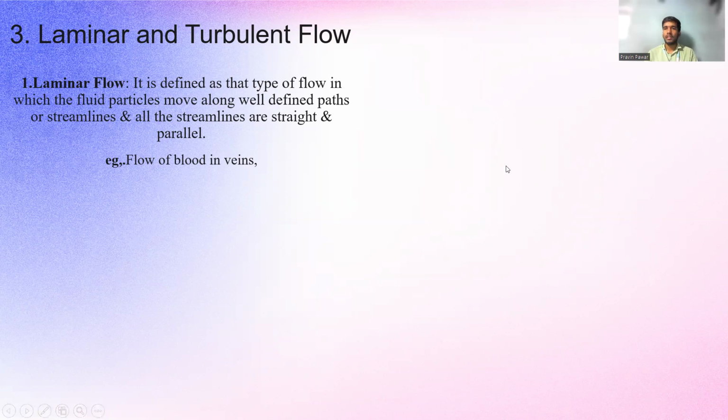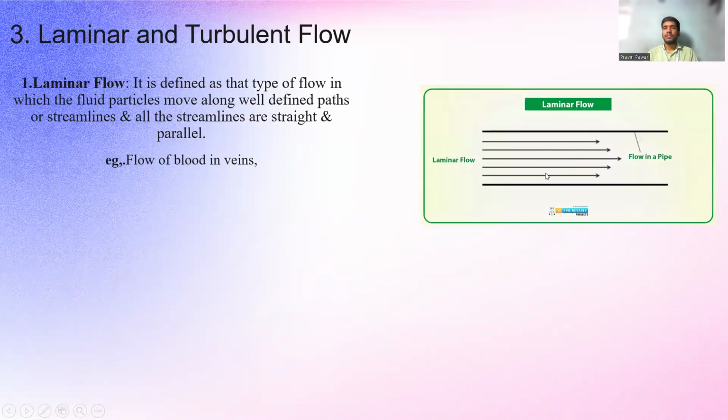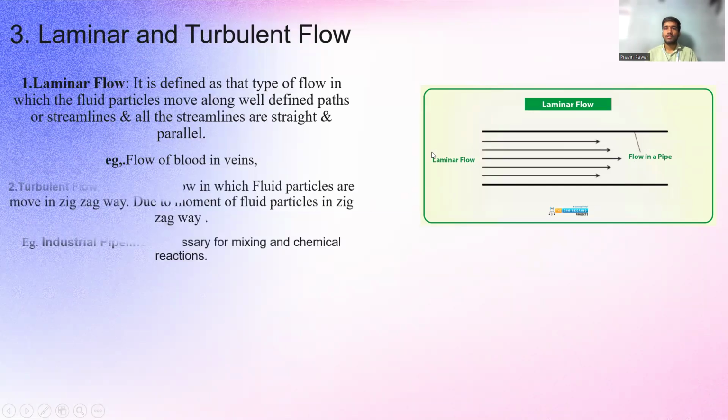Example: the flow of blood. In the image you can see that the fluid particles are parallel to each other. They will never intersect with each other. So this is called laminar flow.